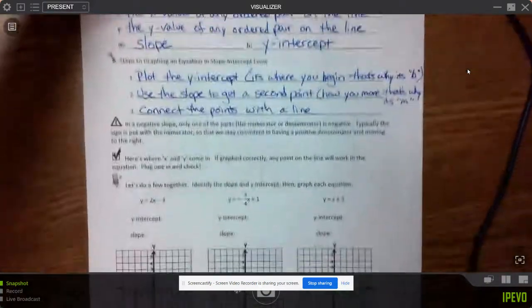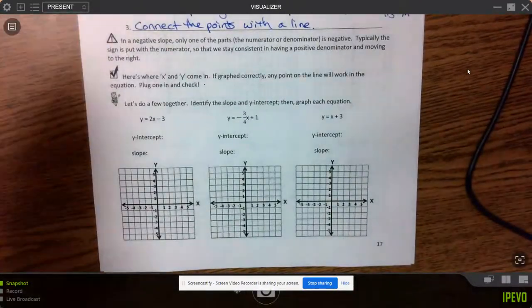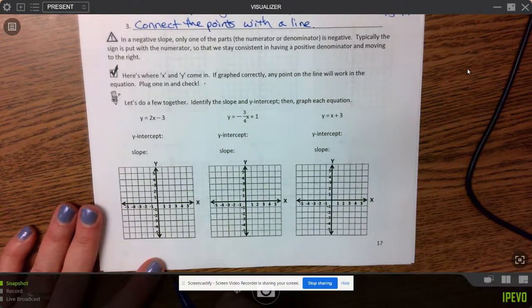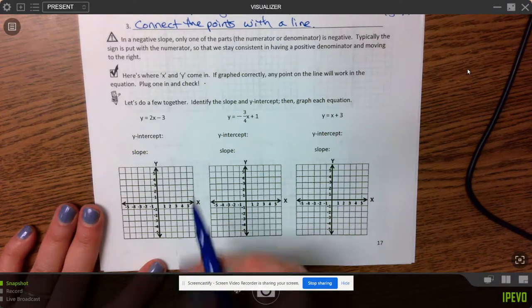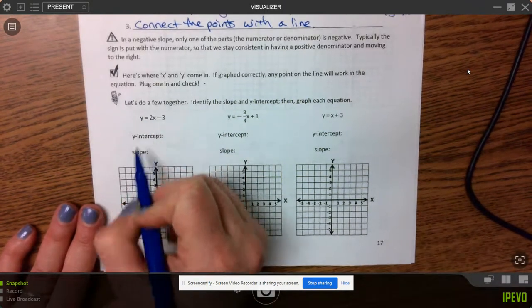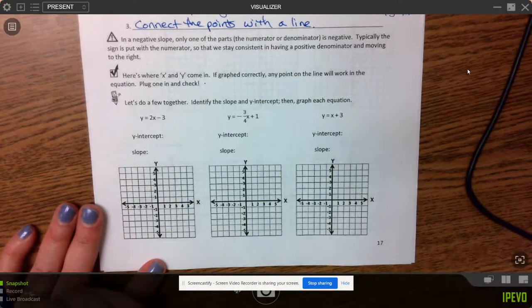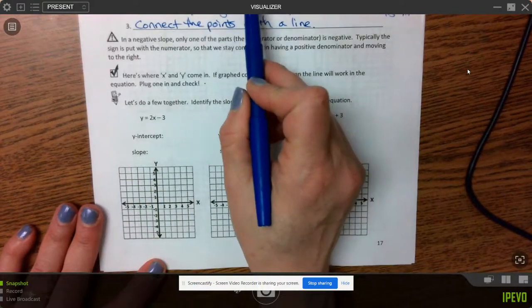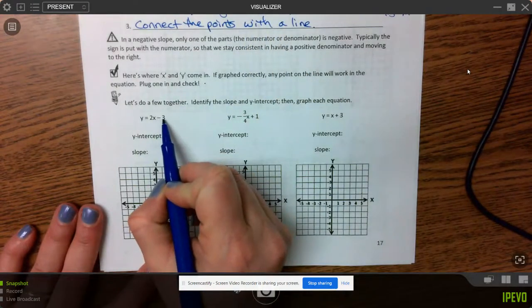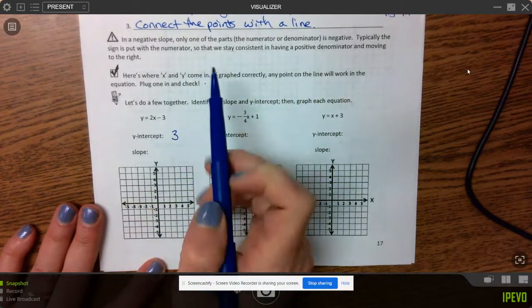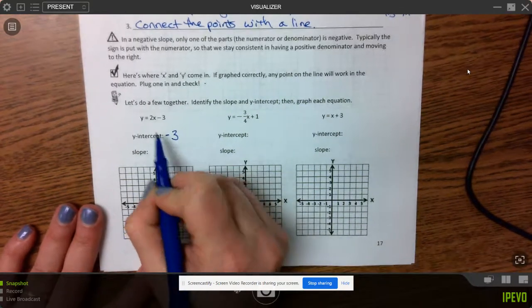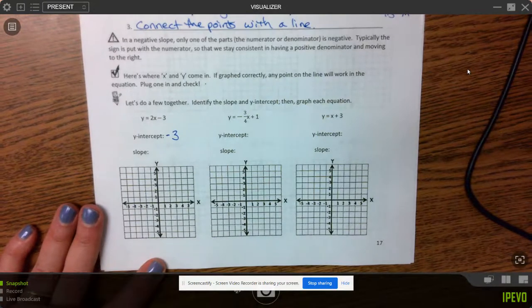Let's figure out how we use that slope-intercept form. We're going to do a few together. Identify the slope and the y-intercept, then graph each equation. So here's our equation, y equals 2x minus 3. To find our y-intercept, remember that y-intercept is b. Here b, we see that there's a 3, but remember that it's a negative 3. Minus 3 means negative 3.